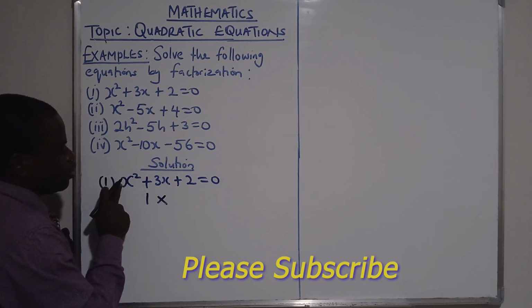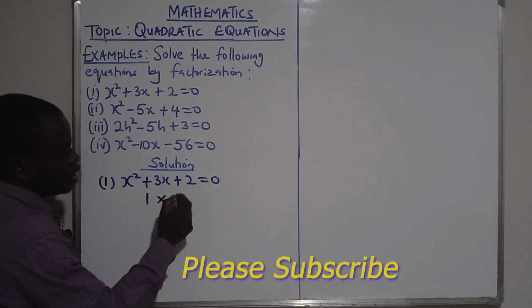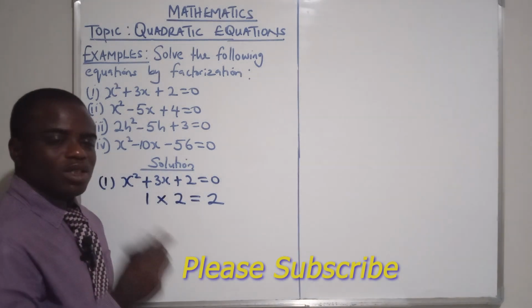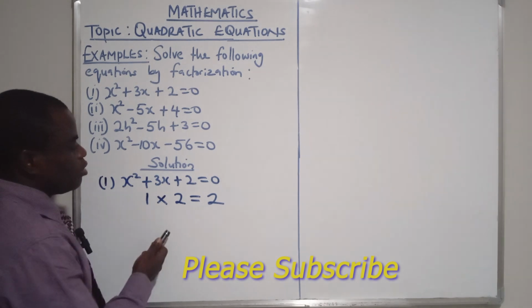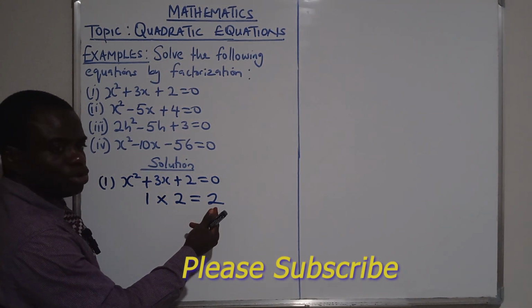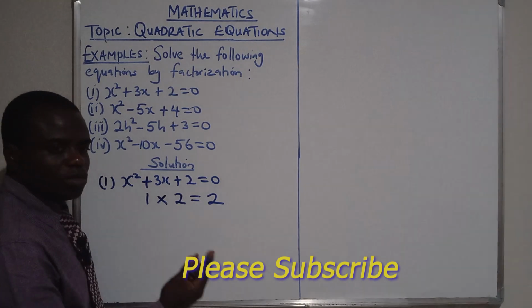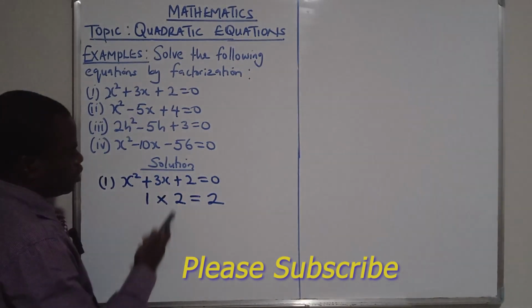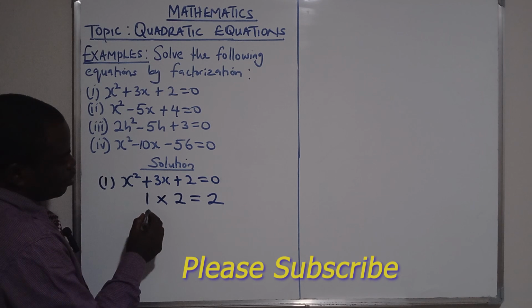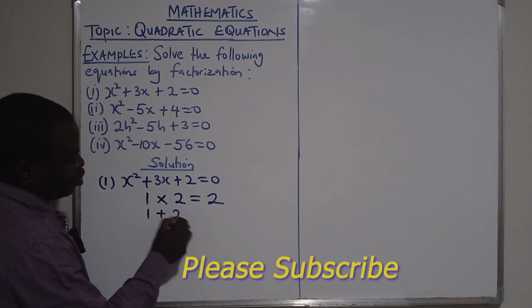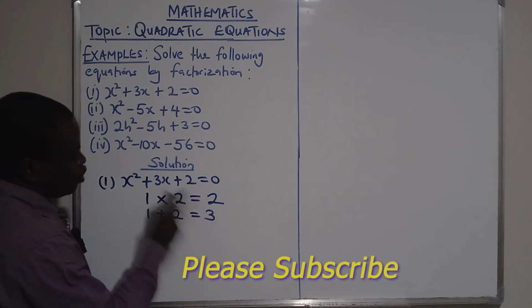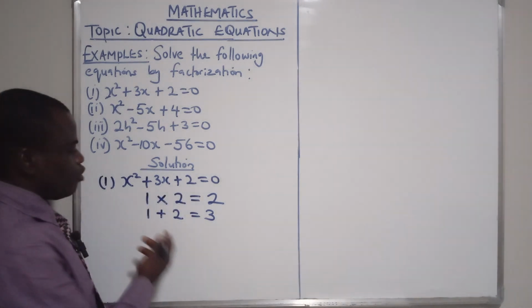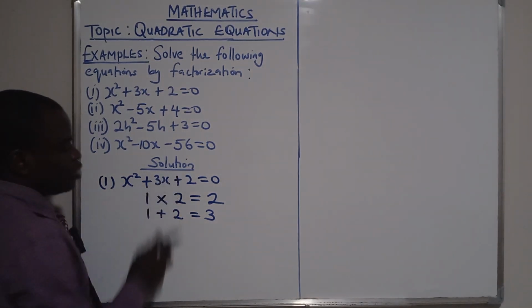You multiply the coefficient of x squared, which is 1, with the constant, which is 2. Now multiply, you have 2. You now think of two numbers that when you multiply them together, it will give you this 2, and when you add the same two numbers together, it will give you the coefficient of x. Now let's see. From here, you can see that 1 plus 2 will still give you 3. It means that these two figures can be used to replace the 3x.